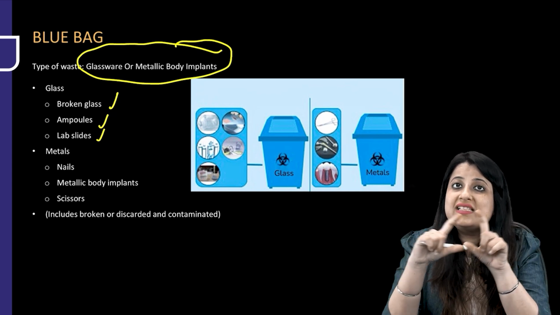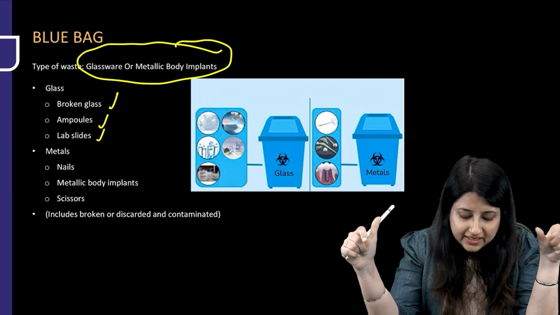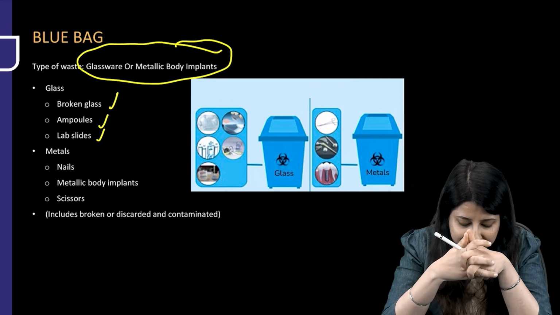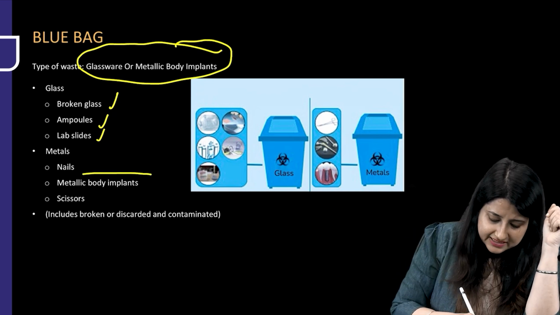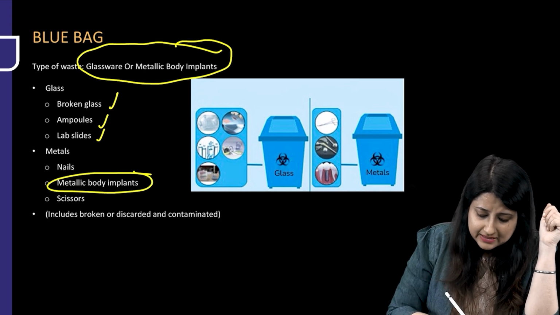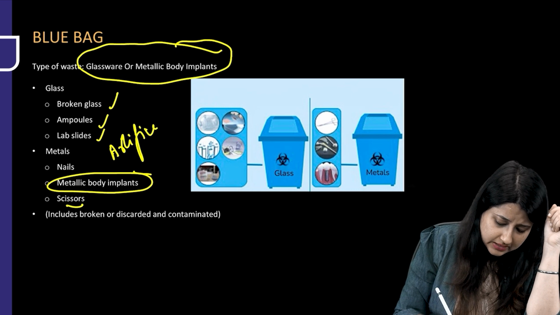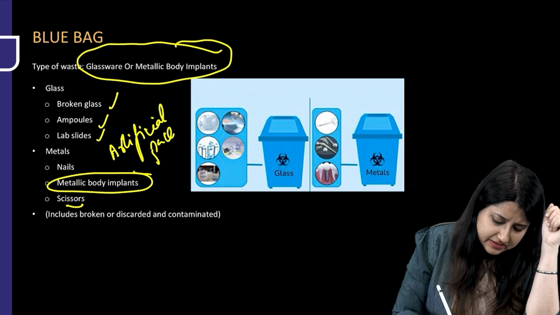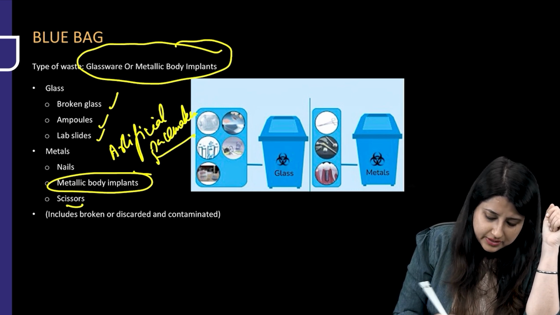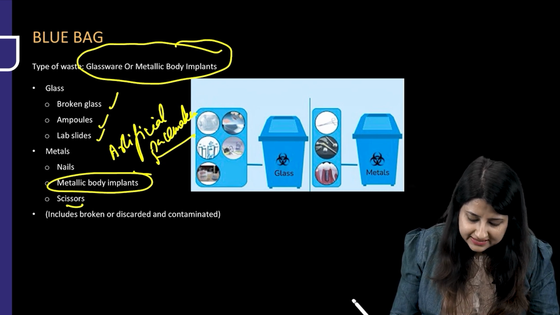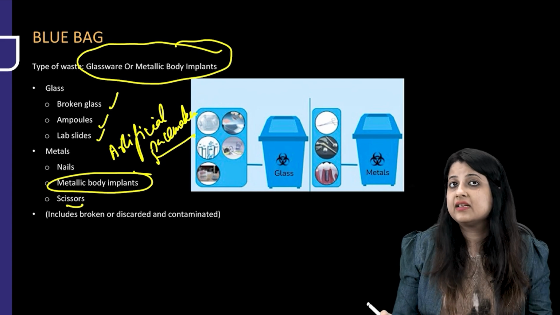Any pathological slides, any glass slides, they're going to go into blue bag because they are all glasswares. In metals, important is metallic body implants, nails, scissors. There also they ask you artificial pacemakers, so they are all body implants, they are going into blue color. Includes broken or discarded and contaminated glass.